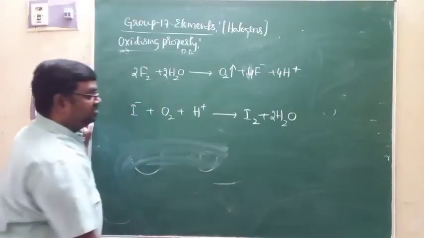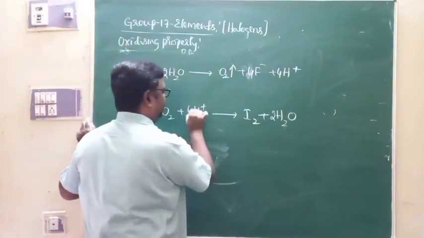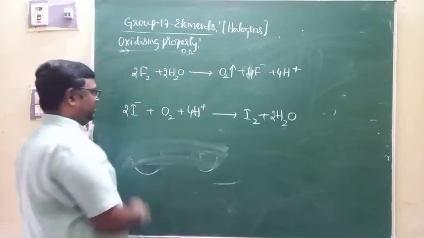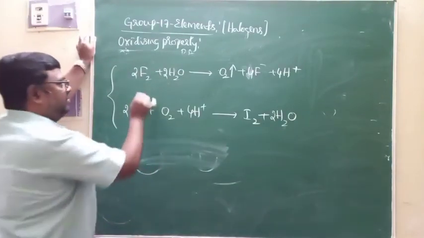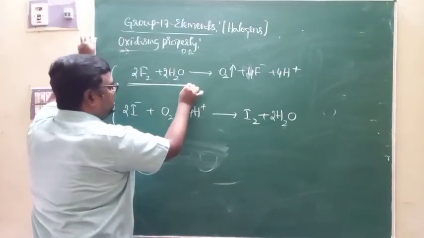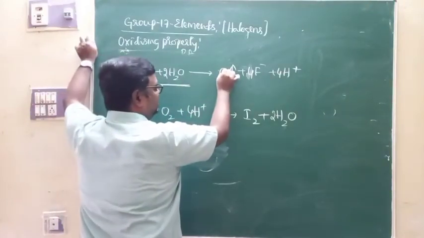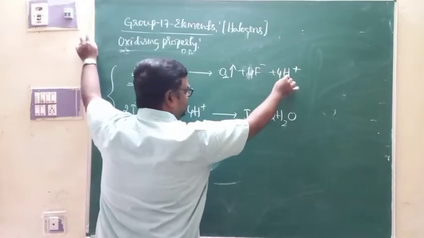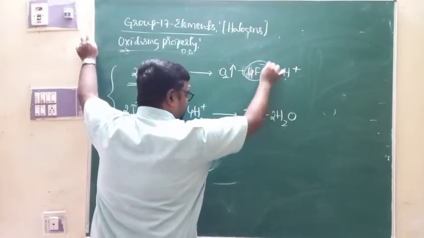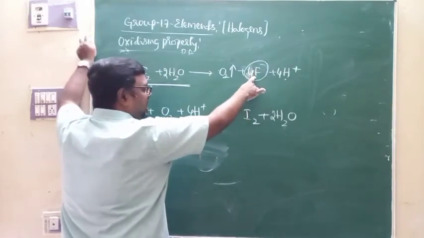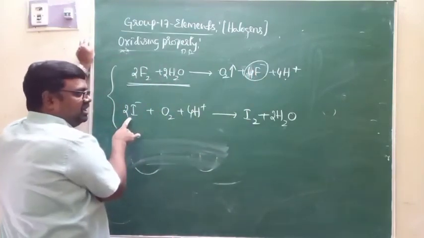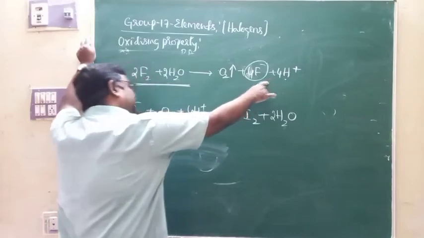Now in the reaction we have 4 hydrogen, 4H plus, and of course 2 iodines. Compare these two reactions a little. Here fluorine is a powerful oxidizing agent, removes oxygen, and you are going to get F minus and H plus. This is the weakest reducing agent. F minus is the weakest reducing agent, whereas I minus is the strongest reducing agent. So what happens is, simply reverse here.